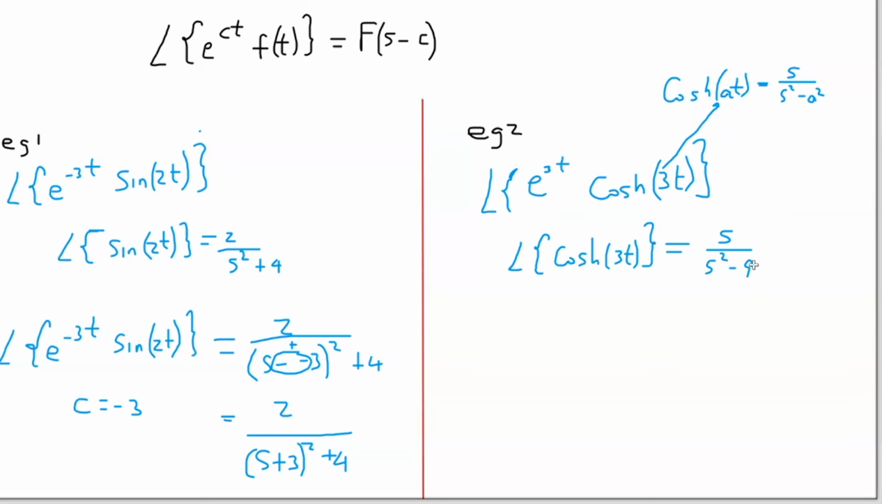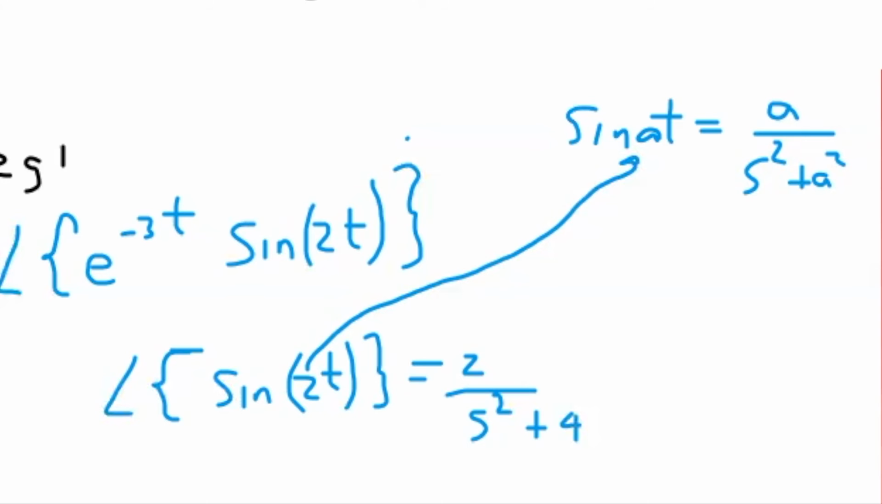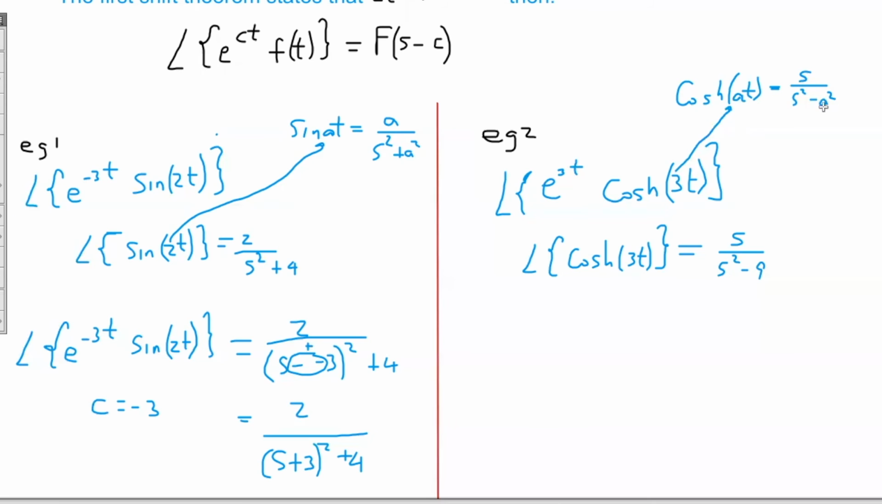And I got the 9 in the denominator. That's the same case with sine 2t. The general formula for sine at, where a represents a constant, is equal to a over s squared plus a squared. In the example that I did, a is equal to 2, so that is why in my answer I have 2 over s squared plus 4, because 2 squared is 4. And looking back at this, that's why I have 9, because 3 squared is 9.